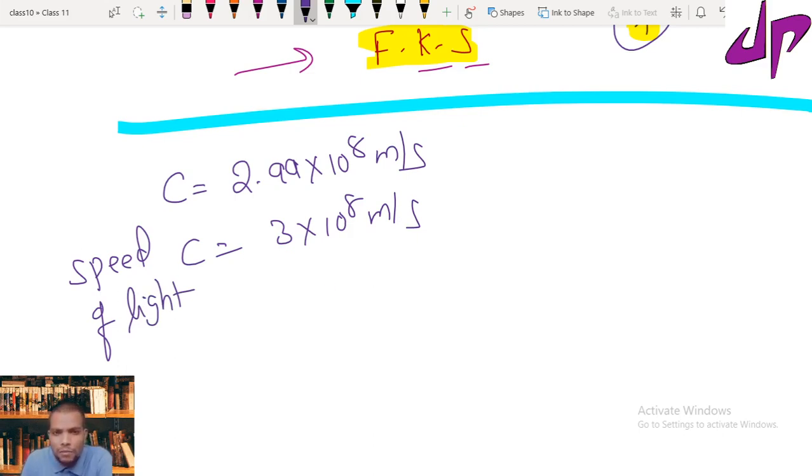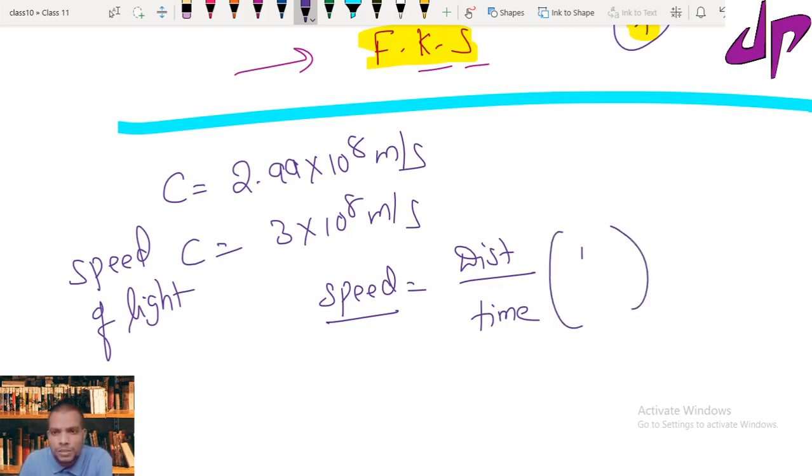Now what is the speed formula? Speed equals distance upon time. Now you know the speed of light, so if we write the units, it's meter per second.